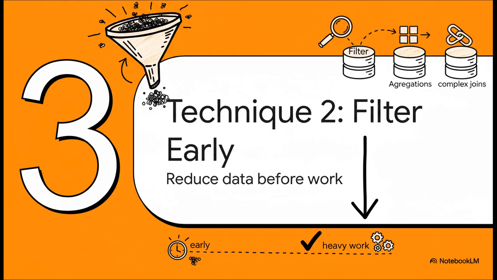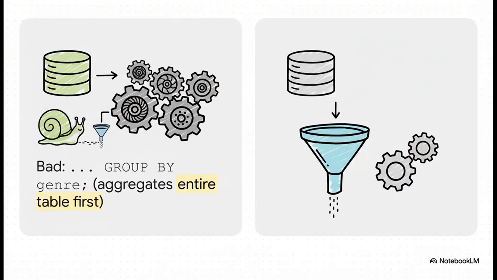Okay, our second technique is all about the order of your operations. The goal here is to make your dataset as small as possible as early as you can before you start doing any of the really heavy work, like aggregations or complex joins. Just look at this comparison. On the left, we're doing the hard stuff first. We're telling the database to calculate the average rating for every single genre in the whole table. Only after all that work do we get our answer.